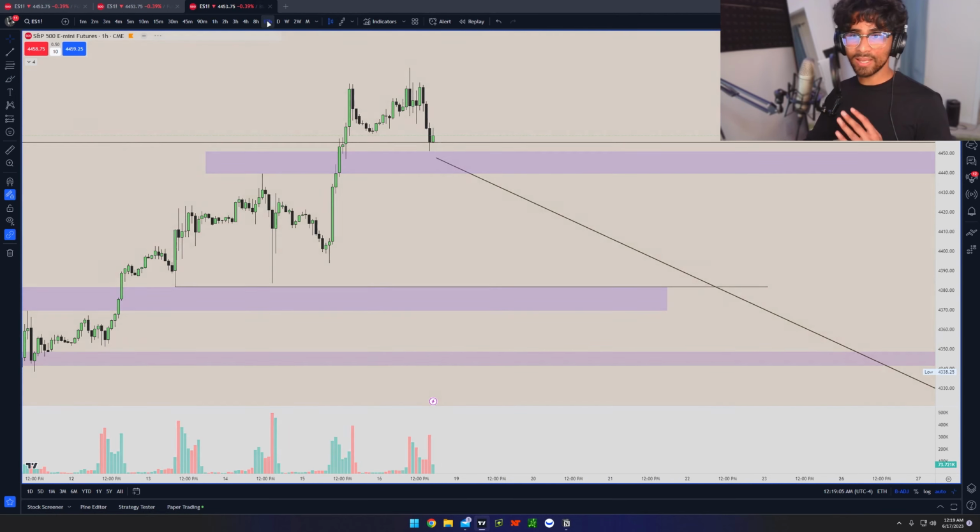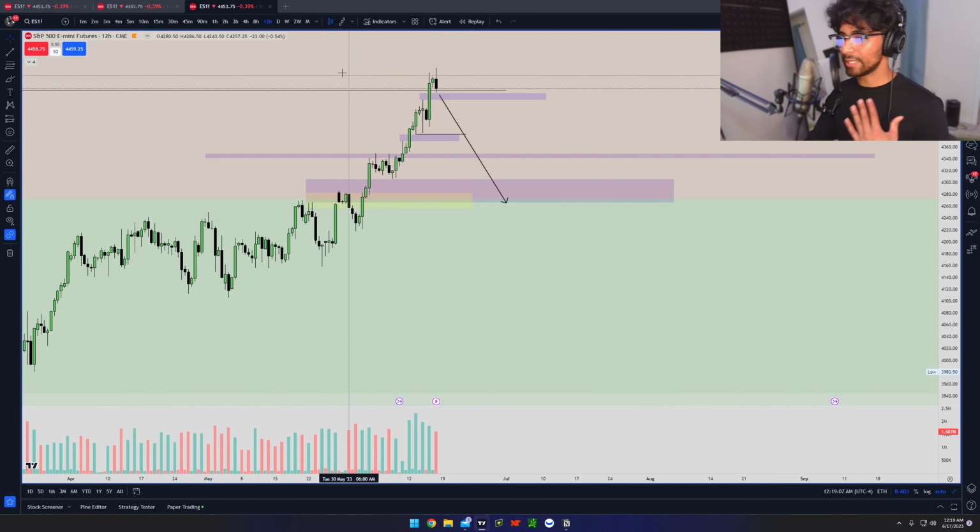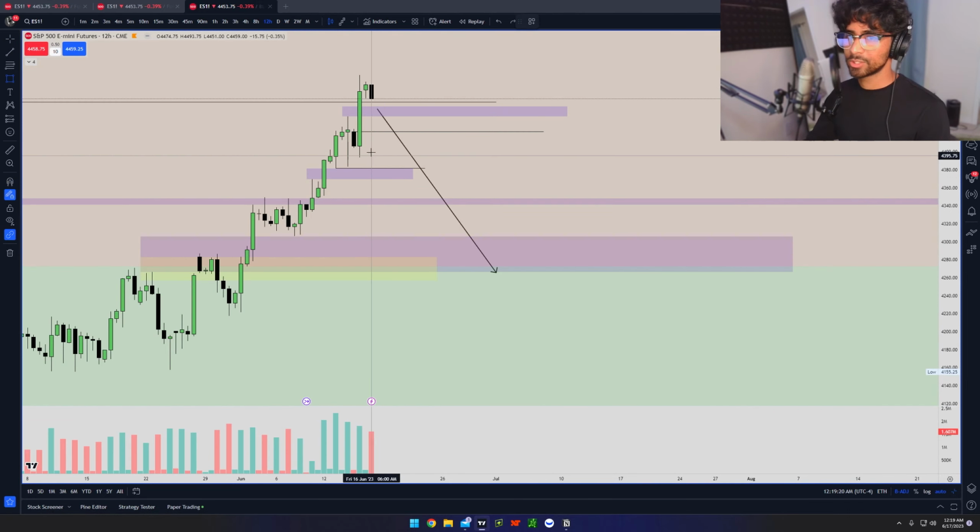Now, I like looking at the 12-hour as well to determine any PD arrays that price might react to in the future. So as you can see, we have an order block right here and a fair value gap. Do I think this is the fair value gap that we're going to react off of? No, because we're in a deep premium, so we can get rid of this, but we could react off this order block because it is in a discount inside this dealing range.